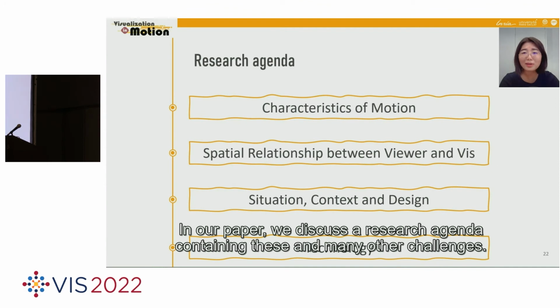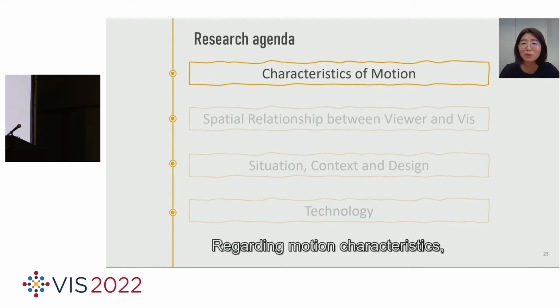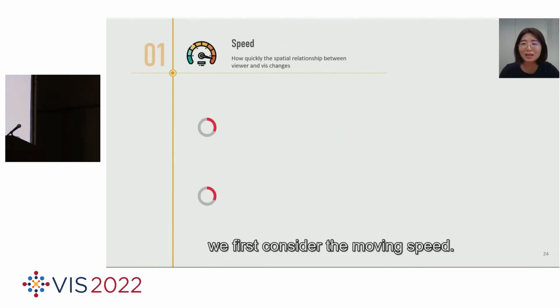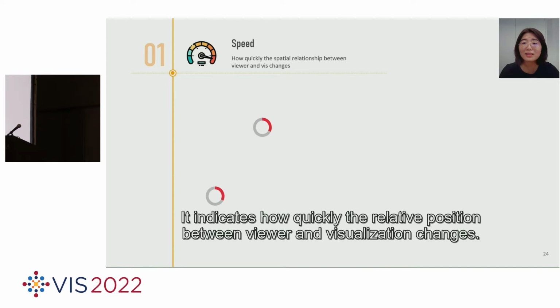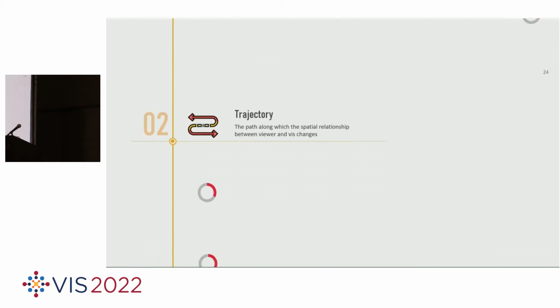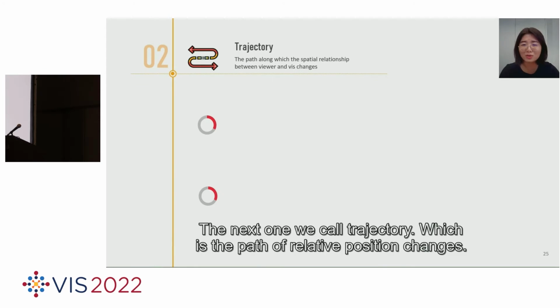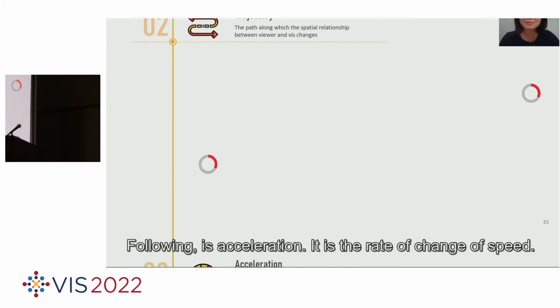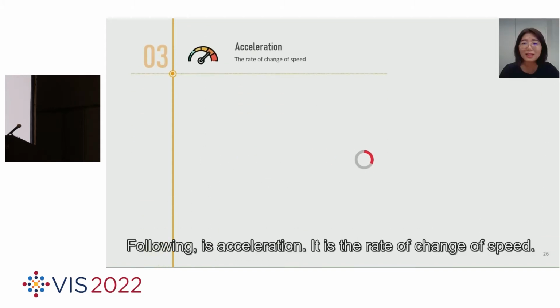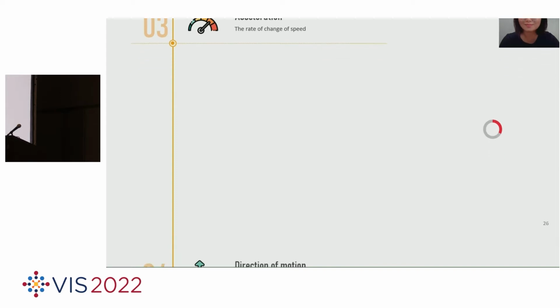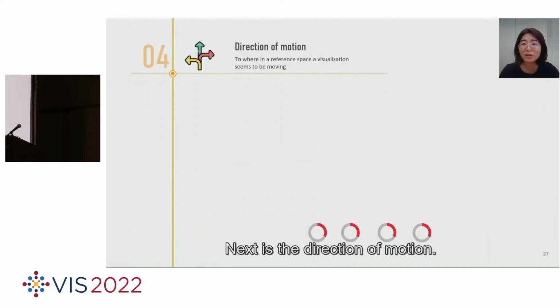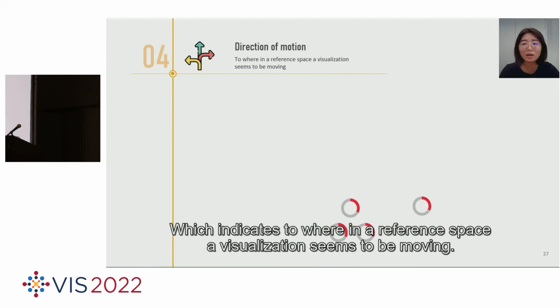In our paper, we discuss a research agenda containing these and many other challenges. Regarding motion characteristics, we first consider the moving speed. It indicates how quickly the relative position between viewer and visualization changes. The next one we call trajectory, which is the path of relative position change. Following is acceleration. It is the rate of change of speed. Next is the direction of motion, which indicates to where a reference space, a visualization seems to be moving.